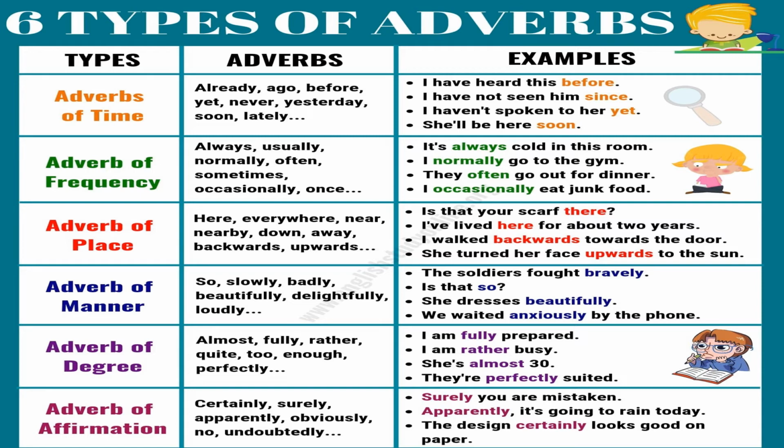Number 2, adverb of frequency. How many times do I do something? Always, usually, normally, often, sometimes. So those are called adverbs of frequency. How often do I do the verb?